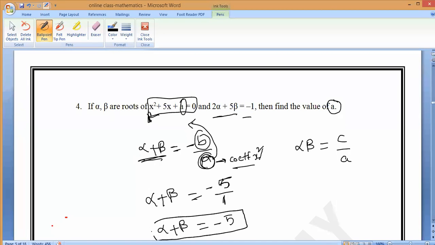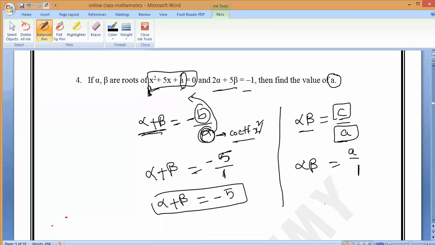Product of zeros: alpha into beta equal to c value. What is c? Constant is a. Don't cancel a by a. Here a value, what is a value? 1. Okay, so alpha into beta is equal to a.